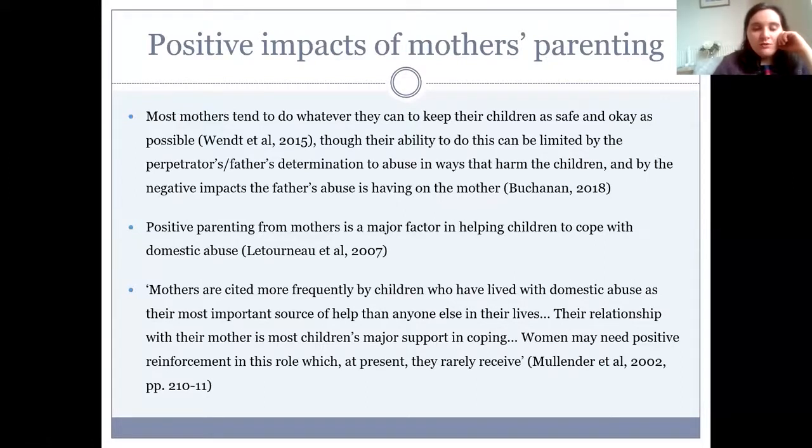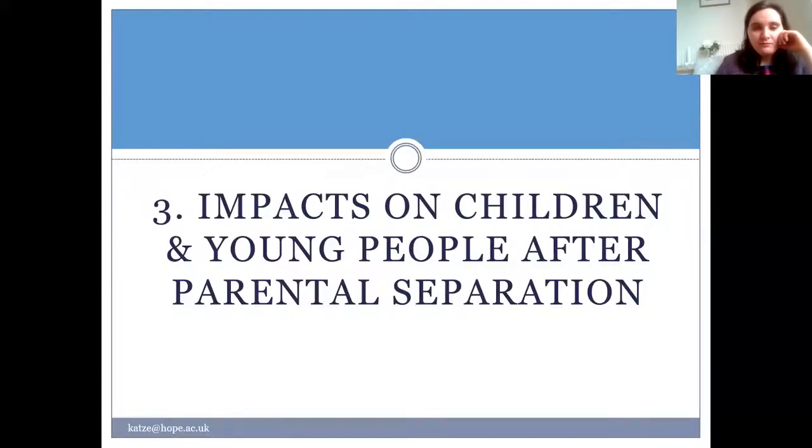And we know from children themselves that mums are cited more frequently by children who've lived with domestic abuse as their most important source of help than anyone else in their lives. The relationship with their mother is most children's major support in coping. And as Melinda put it, women may need positive reinforcement in this role, which at present they rarely receive.